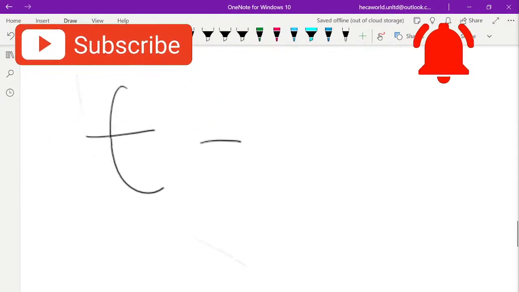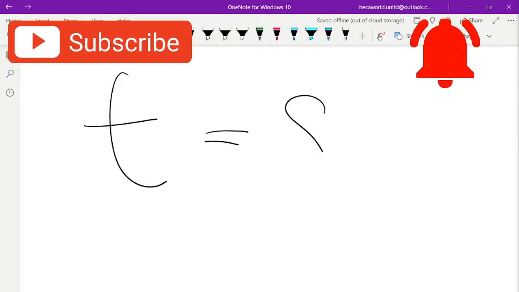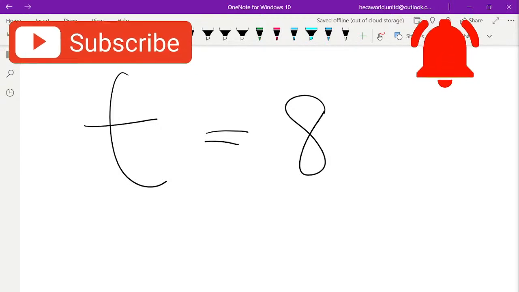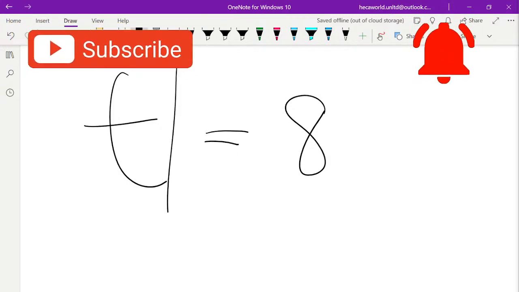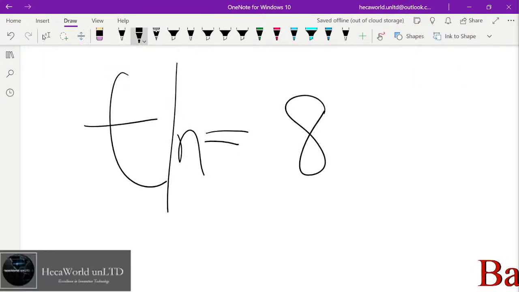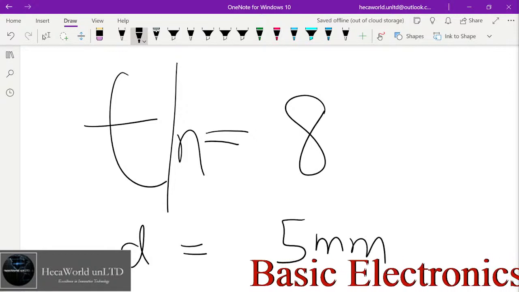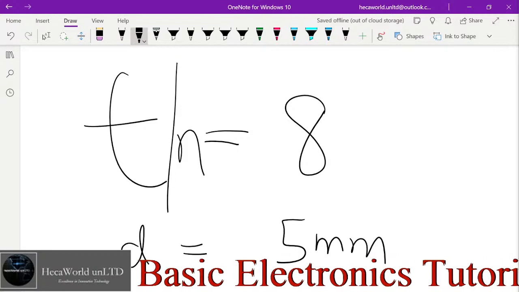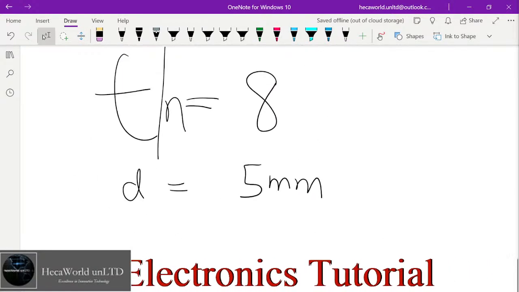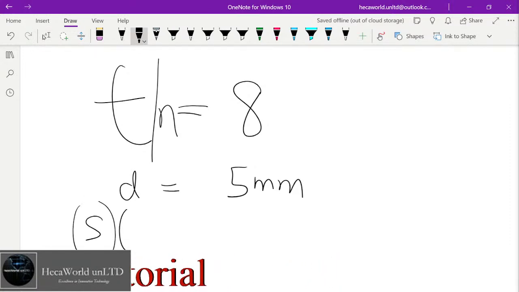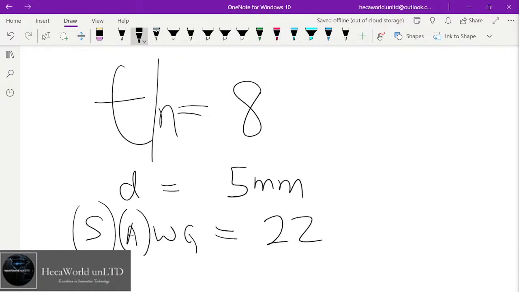Let's make this bigger. The number of turns is 8, and in our case we call it N, right? Number of turns, T or N, is 8, and then they're telling you the diameter of the former to make it on. They say it is 5 millimeters, and basically that's what they give you. And then also they give you the wire gauge. So they'll give you SWG or AWG of the wire. They might tell you say 22 SWG or something like that, or AWG.